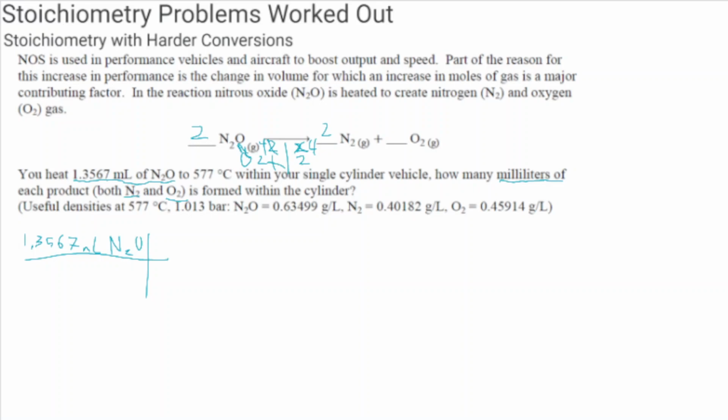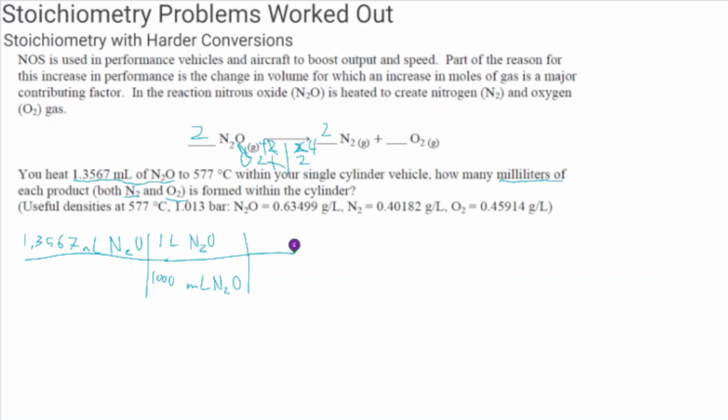And we need to figure out some sort of conversion that has milliliters of N2O in it. But I'm not seeing any that have milliliters. One thing that I do see is that we have this grams and liters down here. So we can convert to liters, and maybe that'll get us somewhere. So I'm going to say that we have 1,000 milliliters of N2O for every 1 liter of N2O.